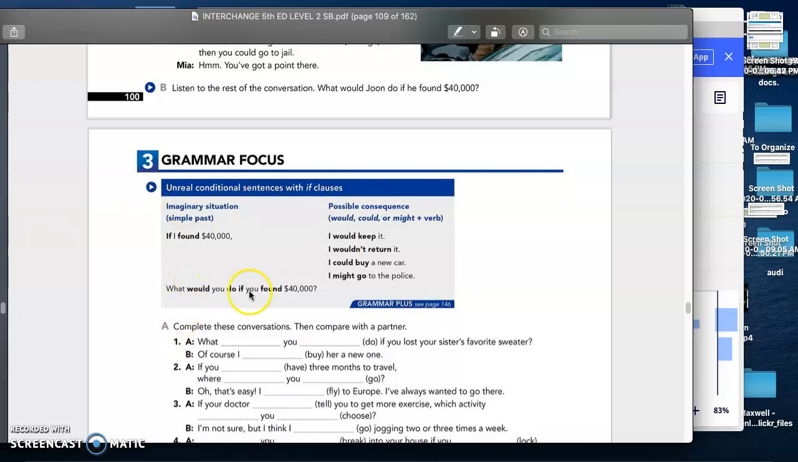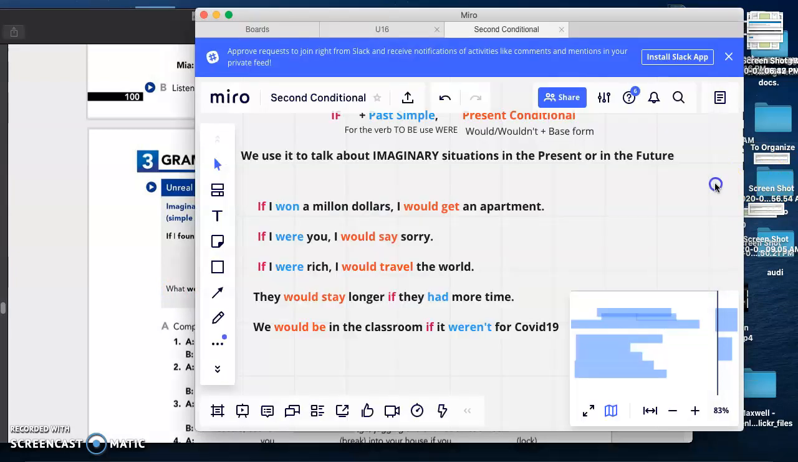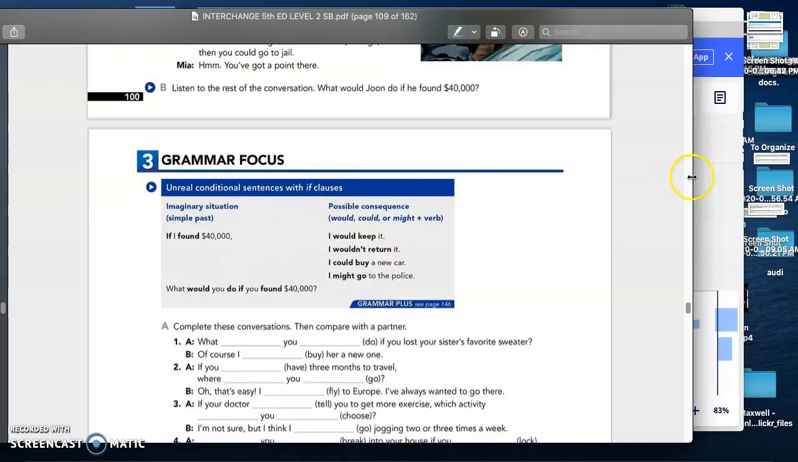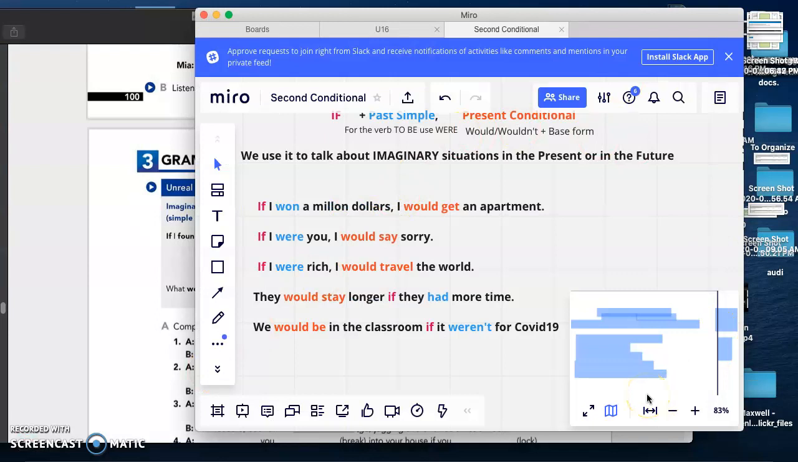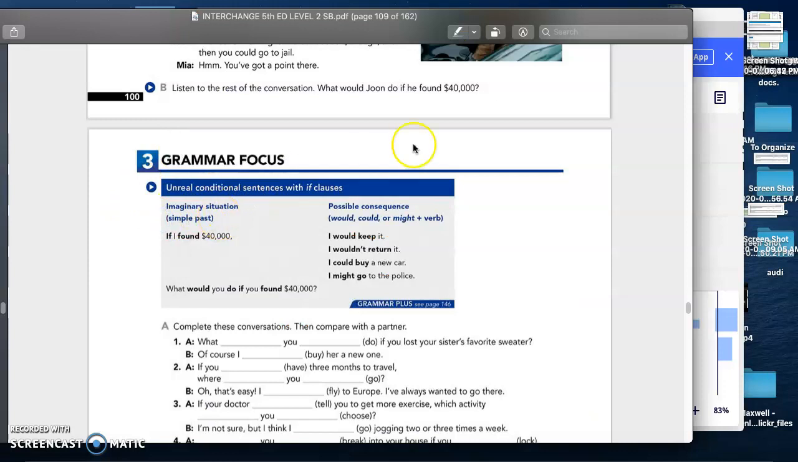So what would you do if you found $40,000? Again, this is like a WH question. What would you do if you found $40,000? So again, this unreal conditional with if clauses, we use it to talk about an imaginary situation and the possible consequence of that imaginary situation. It's a possible consequence because it's just a possibility, because it hasn't happened.